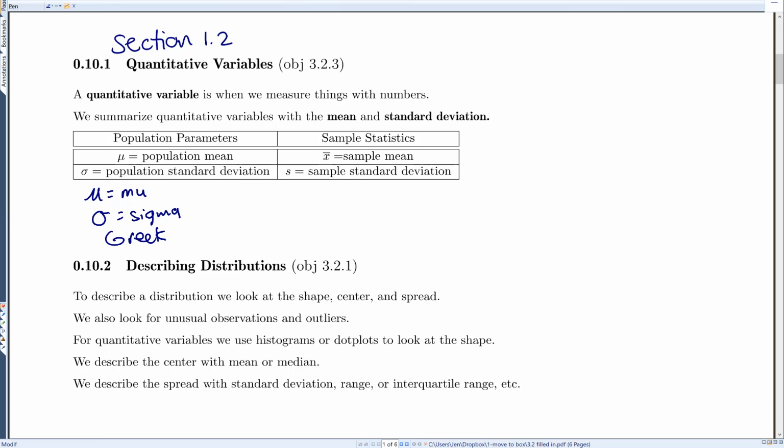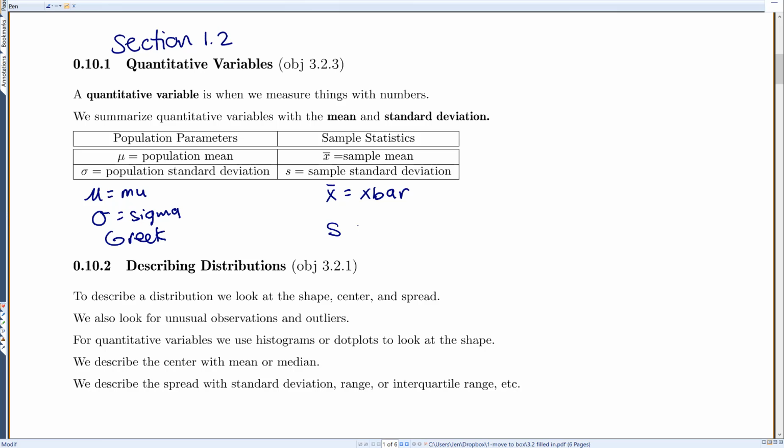For our sample statistics, we use normal letters, but often with some fancy symbol. So this one is X bar, it's for our sample mean, and S is just S. Nothing very fancy about that. S is our sample standard deviation.